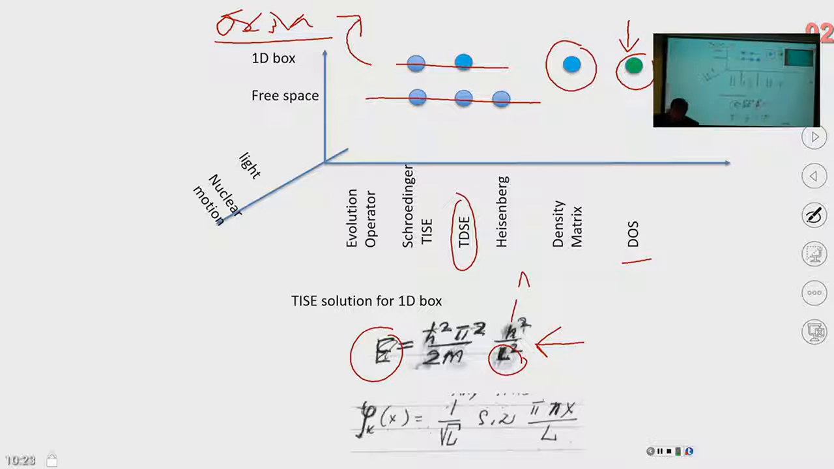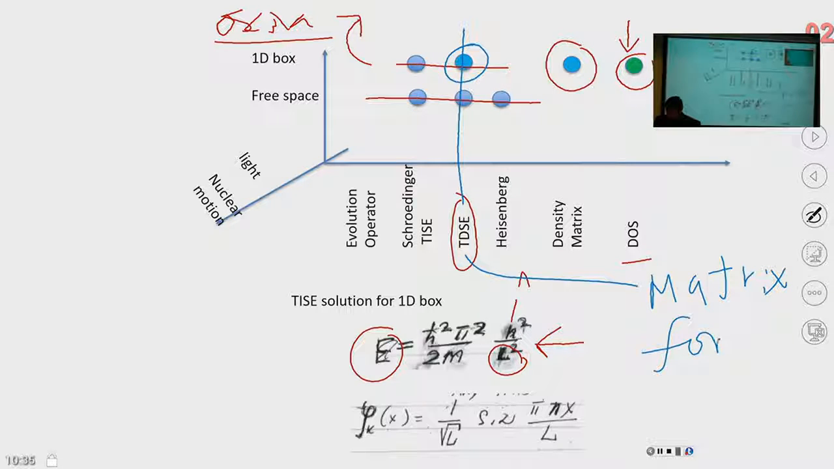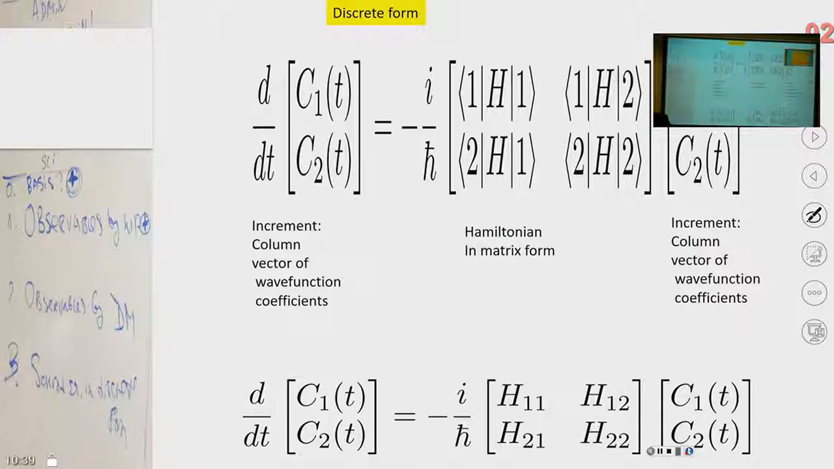So we do not have anything new on this diagram, but we are expanding on the time-dependent Schrödinger equation. We are making it in the matrix form. So if we fail to finish in time, here is what I would like you to take as a take-home message.